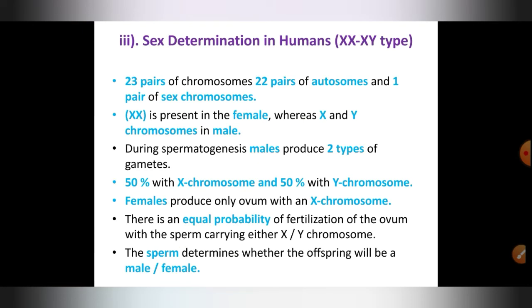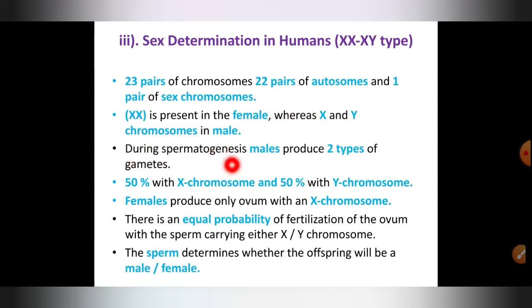Now let me move on to the next topic. In detail, how can you determine the sex of the individual in case of humans by using the XX and XY type of sex determination? Here there are 23 pairs of chromosomes, or I can say 46 chromosomes, or 23 pairs. Here 23 pairs of chromosomes, in that 22 pairs of autosomes and 1 pair of sex chromosomes. That means 44 autosomes and 2 sex chromosomes are there in humans. XX is present in case of female, whereas X and Y is present in case of male.